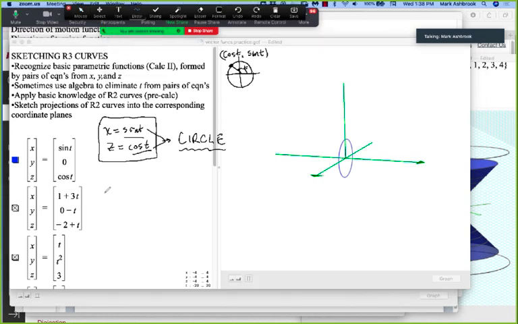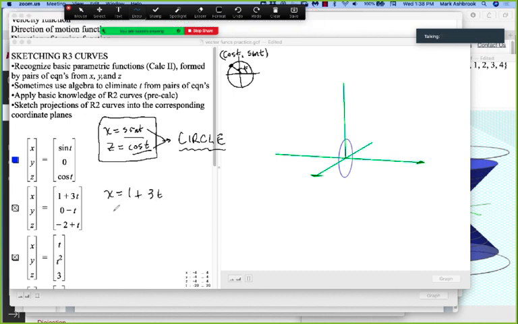So here I have x equals 1 plus 3t, y equals 0 minus t, and z equals negative 2 plus t. And you look at that and you say, aha, I know what that is, because I'm an expert at this. I just did my homework. It's a line. These are the parametric equations of a line that we learned a couple of lectures ago.